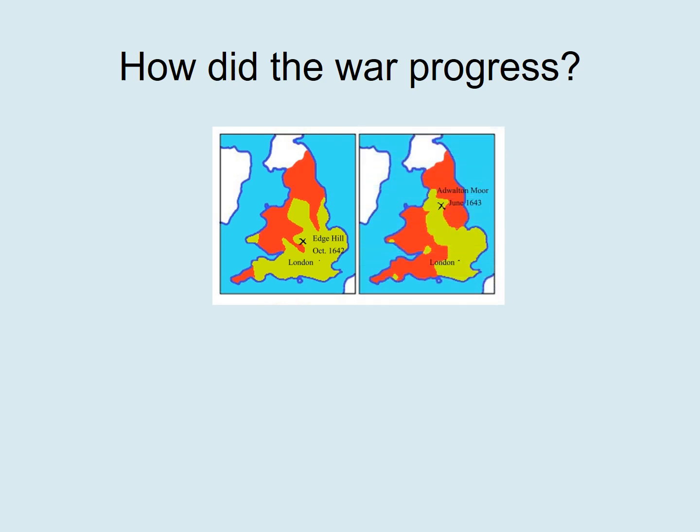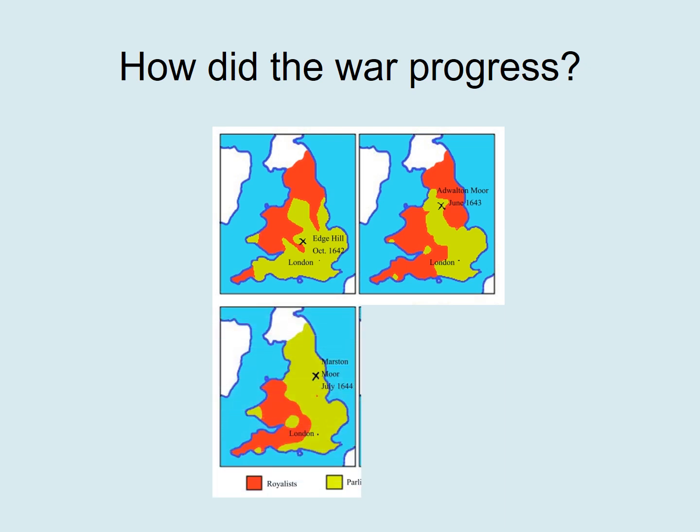But that changed in June 1643 with the King's victory at Adwalton Moor. Here we can see that the King was able to expand his influence in the north. Also, at the Battle of Stratton or Stamford Hill in Cornwall, the King was able to vastly expand his control of the West Country. But he wasn't going to have it his own way throughout.